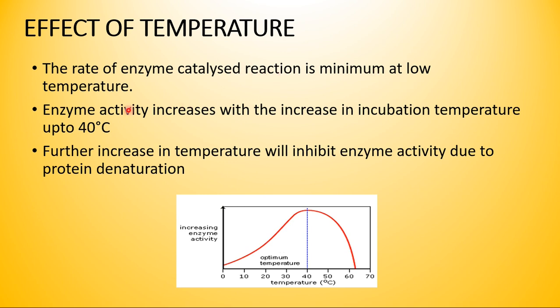So here once again, effect of temperature, the rate of enzyme catalyzed reaction is minimum at low temperature, and enzyme activity goes on increasing with the increase in incubation temperature up to 40. So here you can see, this is where you are going to see the maximum enzyme activity. So we can consider this as an optimum temperature for that concerned enzyme, and further increase. We think that okay, its enzyme activity is increasing, and we go on increasing the temperature. What happens? Again, the enzyme activity is going down, and finally the enzyme is getting denatured because of the high temperature. Okay, so this is how the temperature is going to affect the enzyme activity.